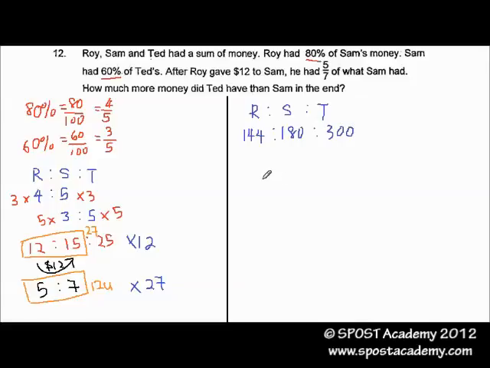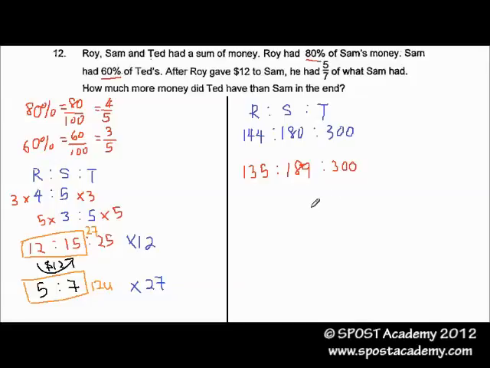Now, for the second set of ratio, Roy has got 5 units left, so 5 units must be multiplied by 27. And 5 times 27 will give us 135. While Sam would have 7 units finally, and 7 times 27 will give us 189. Now there's no change to Ted because he did not receive anything or give away anything.